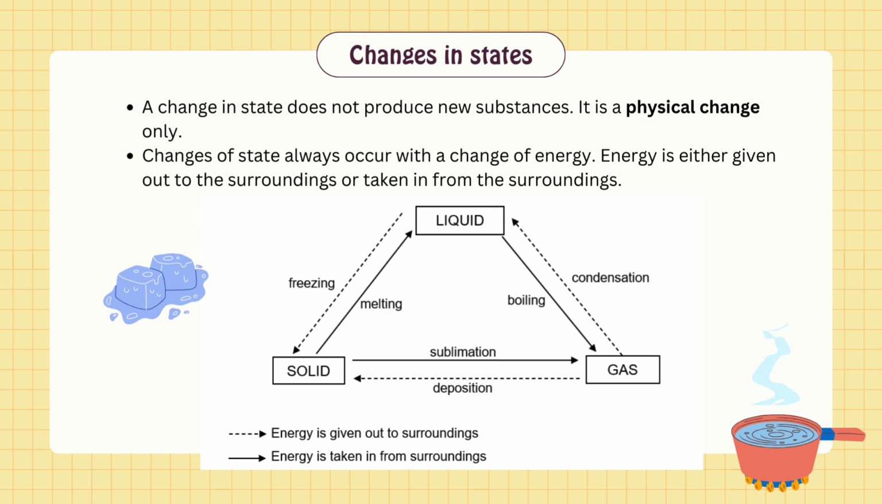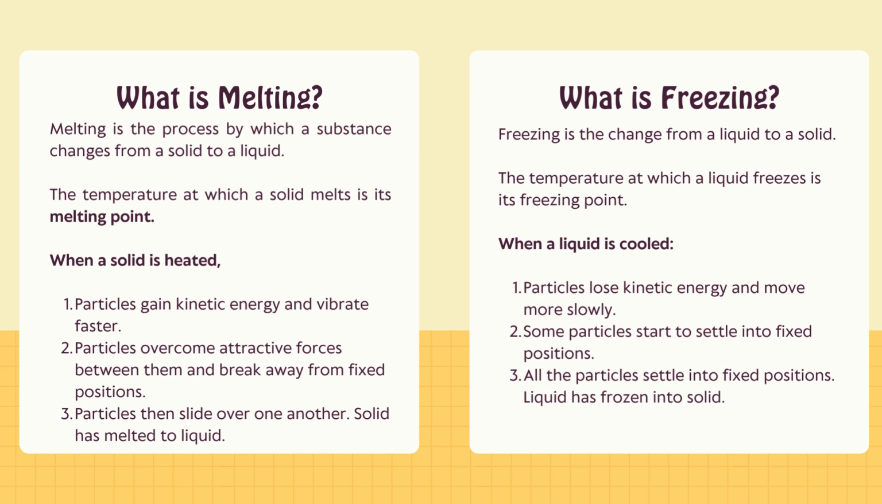A change in state does not produce new substances. It is a physical change only. Changes of state always occur with a change of energy. Energy is either given out to the surroundings or taken in from the surroundings. This diagram shows the summary of the exchange in energy during the process of melting, freezing, boiling, evaporation, sublimation, and condensation.